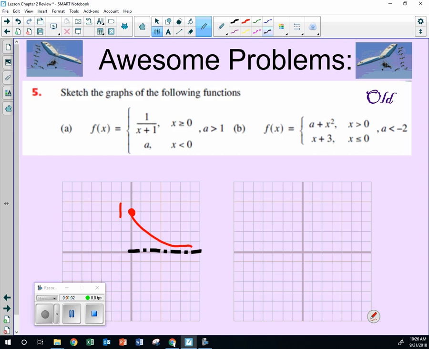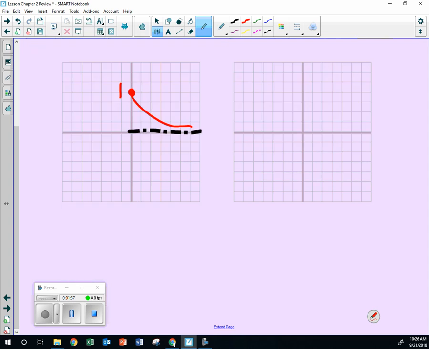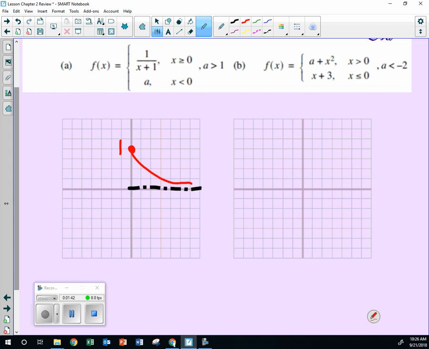All right. Emily, can you see okay? Should I move it up? There we go. Then we're going to graph. That was the hard part. This is the easy part.